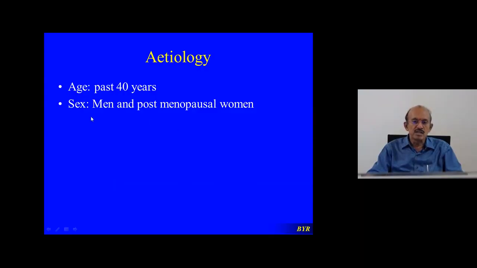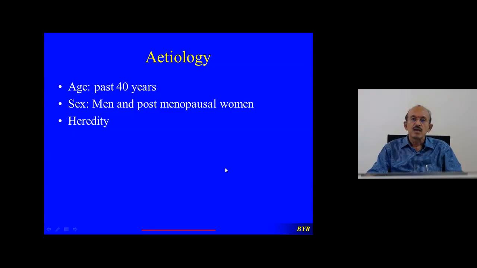So the age incidence is past 40 years, but now it has been observed that even at 20 years the atherosclerotic changes can be there. So even at your age, you must be cautious about this atherosclerosis and take certain health precautions. Gender incidence is men and postmenopausal women. Heredity plays a very major important role.